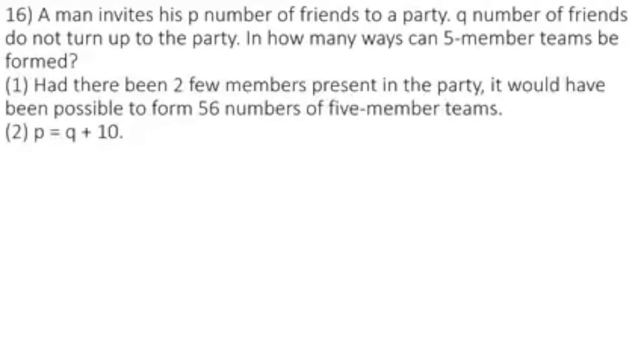A man invites his P number of friends to a party. Q number of friends did not turn up to the party. In how many ways can 5-member teams be formed? So the question is asking for the value of NC5, but what is N here? Remember, of the people he invited, Q members did not turn up. When they did not turn up, the number of people present is P minus Q. In that, how many ways can I form 5-member teams? P minus Q C5 ways.